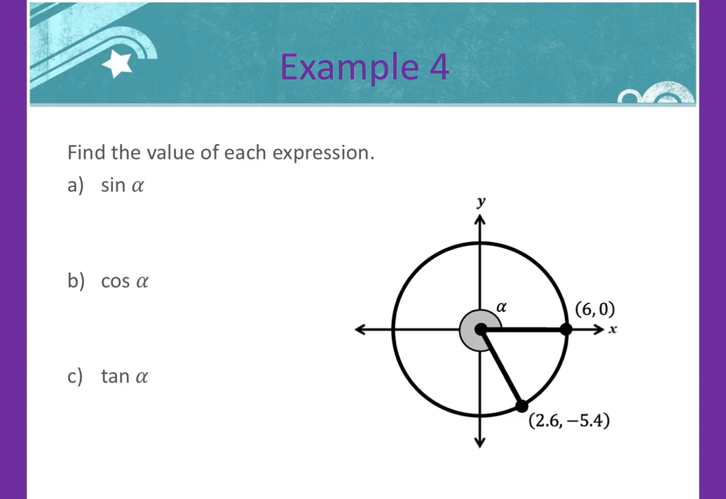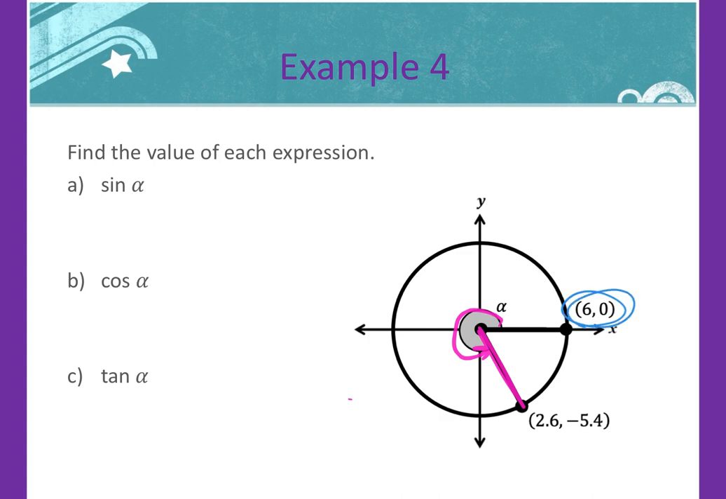So what information you have to get from this graph is, 1, the r, what's your radius? 2, what's the coordinate point of the terminal side of your angle? This gray thing is telling you that that's my angle. This whole thing is my angle. This is the terminal side. So I'm using 2.6 and negative 5.4 as my x and my y, but what's my radius? 6, and that comes from there.